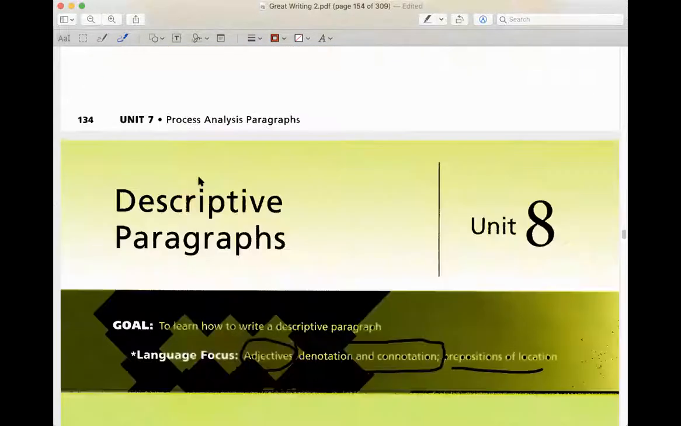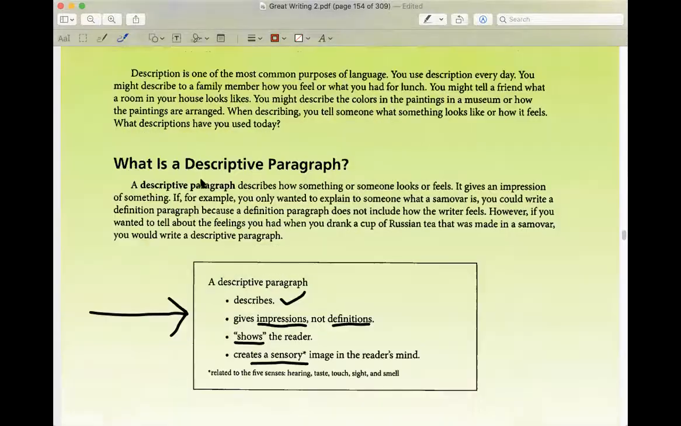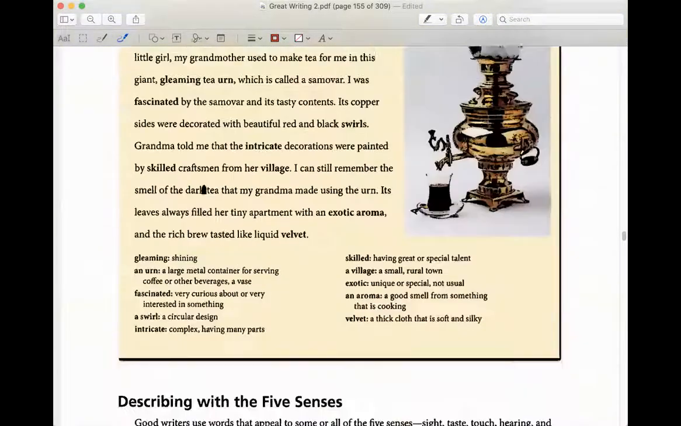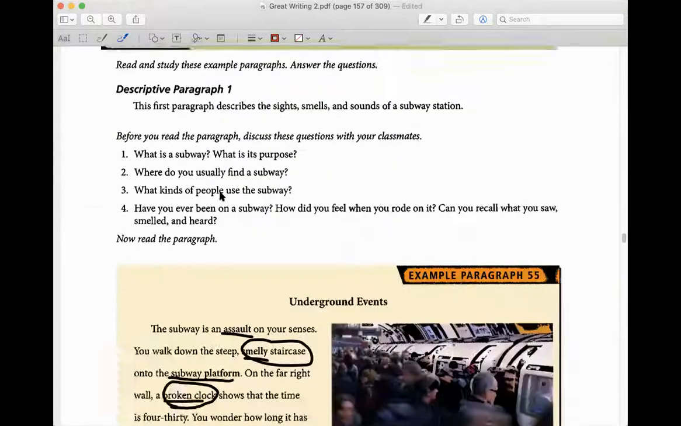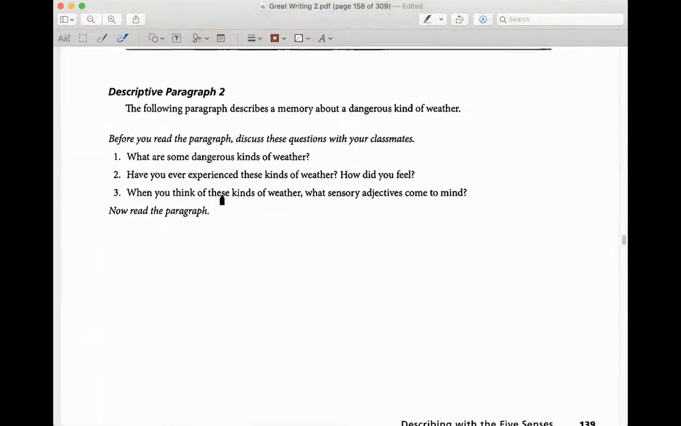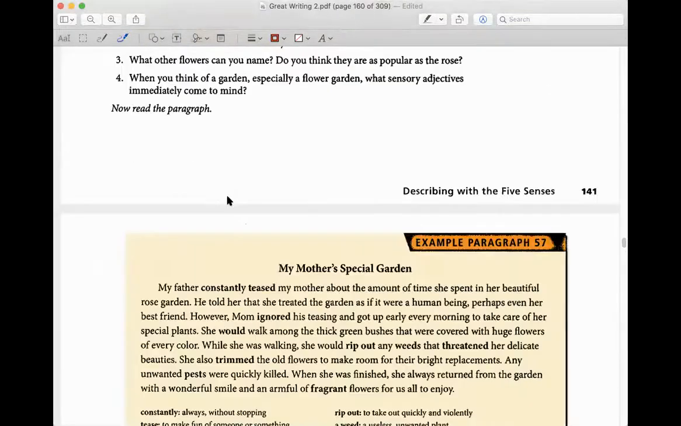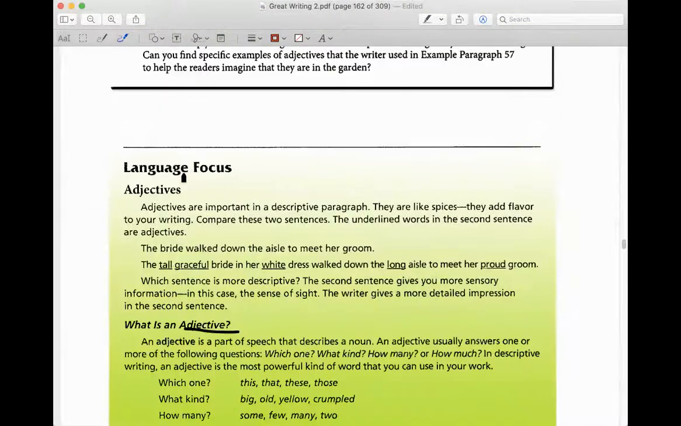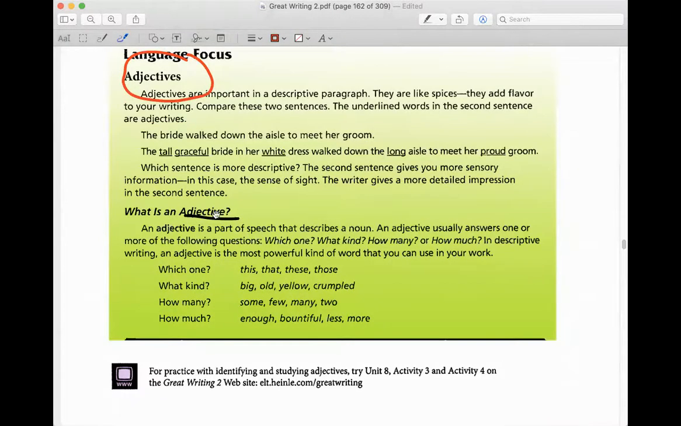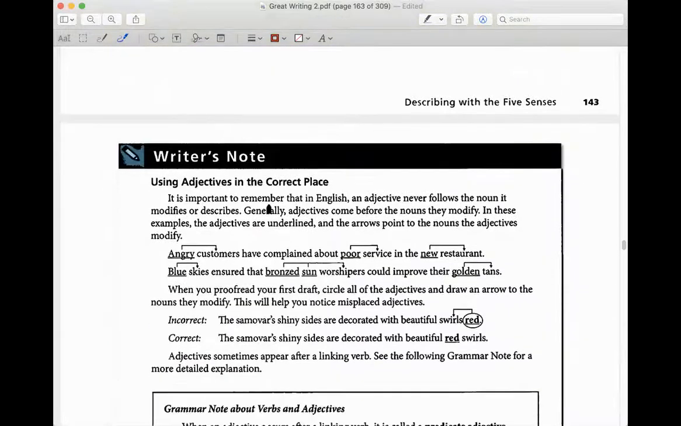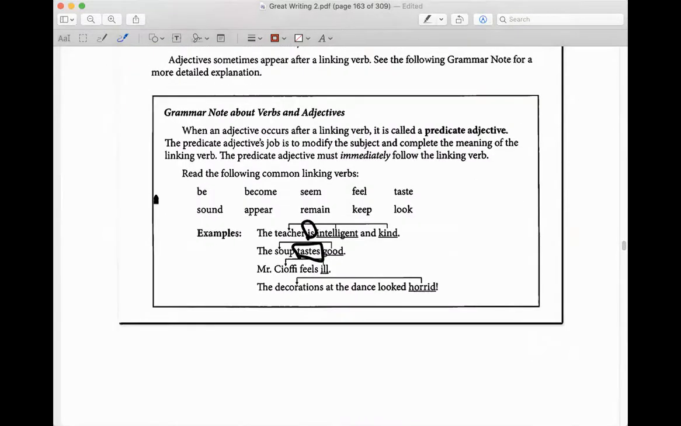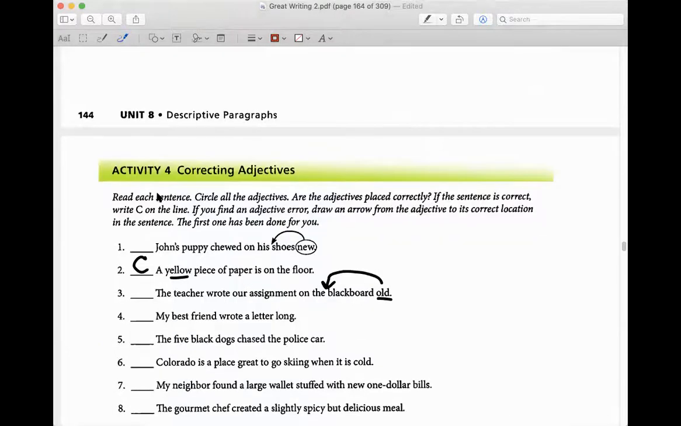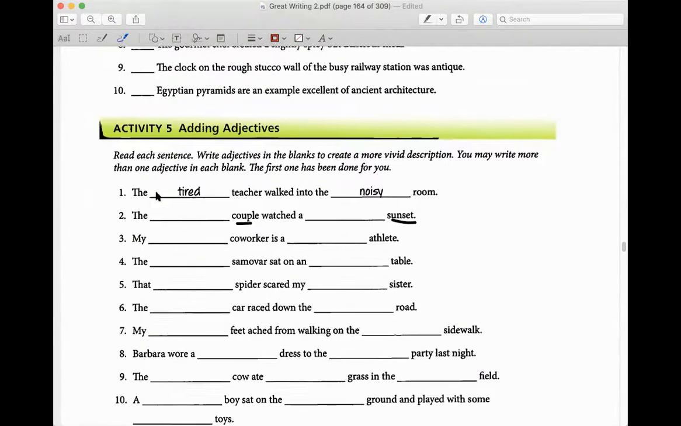Okay, moving along, we had descriptive paragraphs where you're describing something, so you need to use lots of good adjectives and appeal to the 5 senses. So what you need to know from this unit, the most important things will be, getting down to the grammar here, adjectives. How do you use adjectives? And putting them in the correct place. Okay, so focus in on that when you study. Making sure you put the adjective in the right place in the sentence.